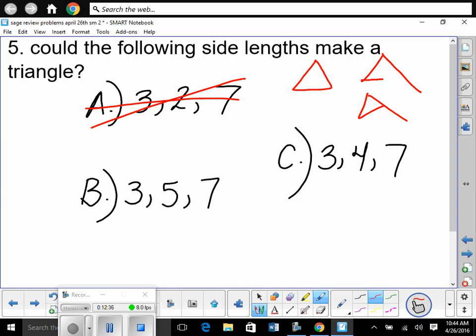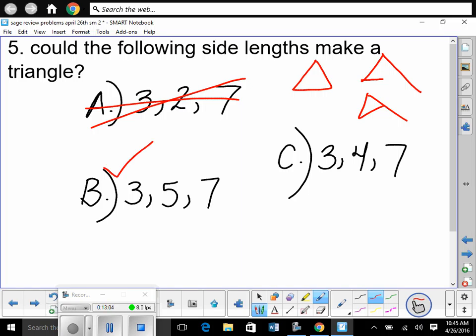So look at B. Could we make a triangle out of this? Yes. 3 plus 5 is 8, right? Yeah. 8 is larger than 7. We're good. The sum needs to be larger than the third side. What about 5 plus 7? Is that larger than 3? Yes. What about 7 and 3? If you add those up, is it larger than 5? Yes. So you get why we can make the sum of any 2 sides larger than the third side. So we can make a triangle out of those lengths.